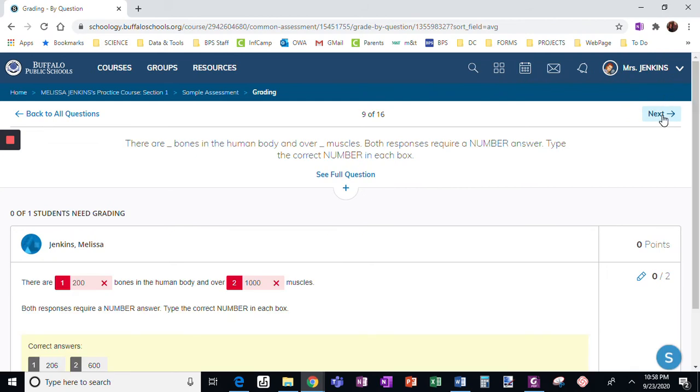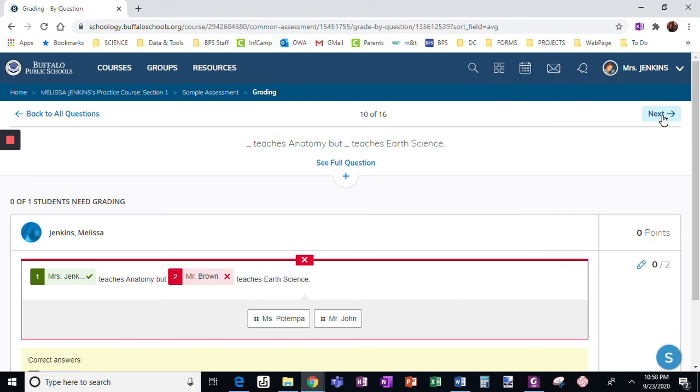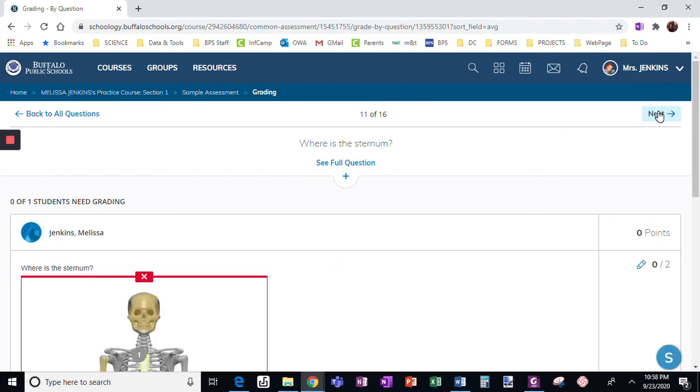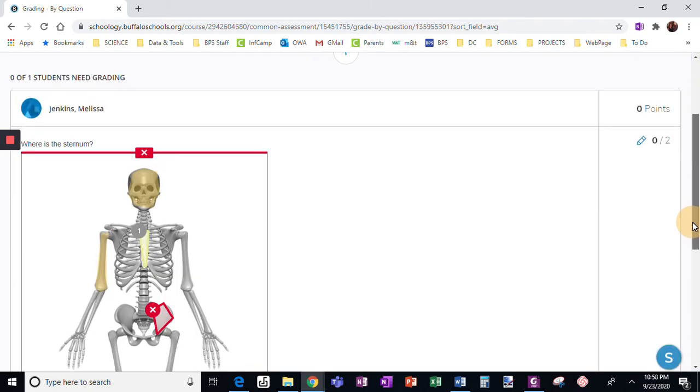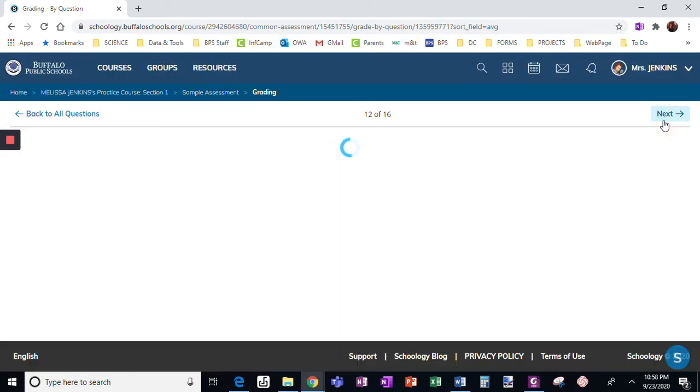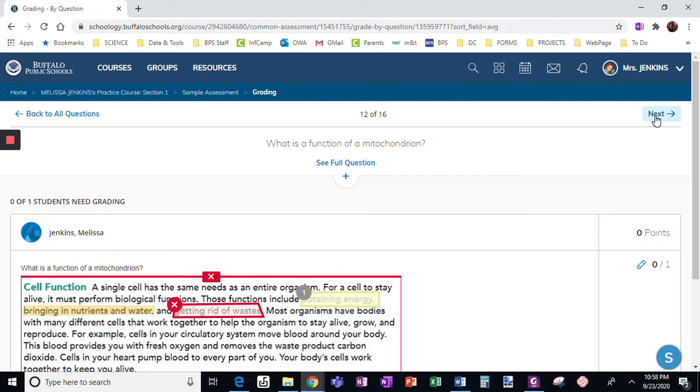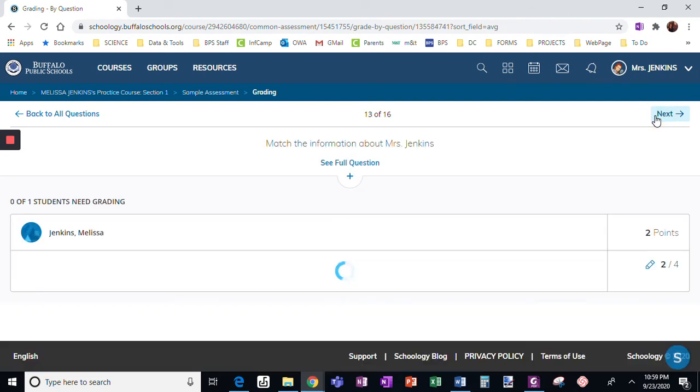These are definitely both wrong. Now see, this has 1 right answer and 1 wrong answer. So I'm going to adjust this and override it and give 1 point for that. Oh, well, that is definitely wrong. That is not the sternum. That is wrong. That is not the mitochondria function.